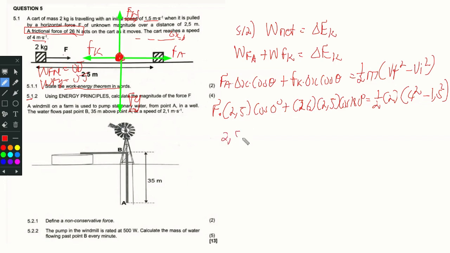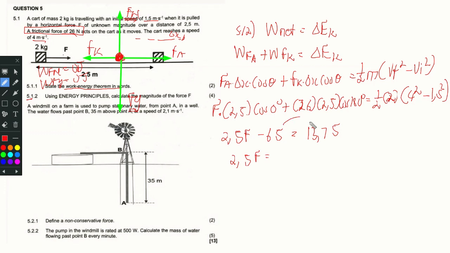Okay, so now you have 2.5 cos 0. That will give us 2.5 F. And then we have 26 times 2.5 and then cos 180 degrees. So this is negative 65, equal to half, and then here we have 2, and then we have 4 squared minus 1.5 squared, close the bracket. So this is going to give us 13.75. So that's 2.5 F is equal to 13.75.